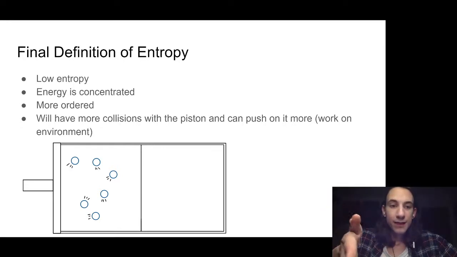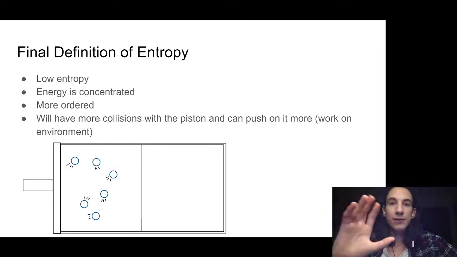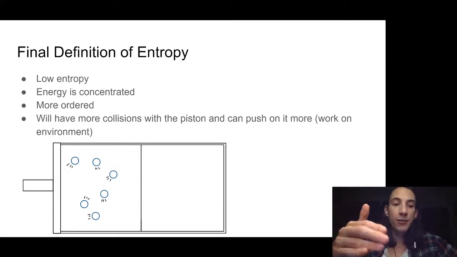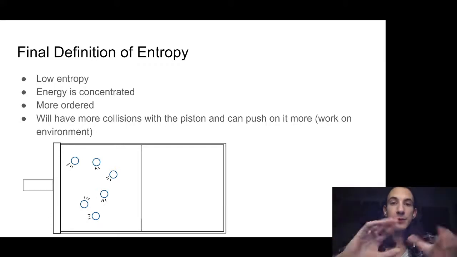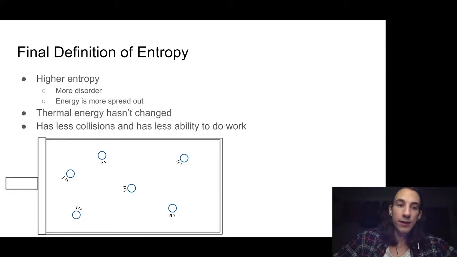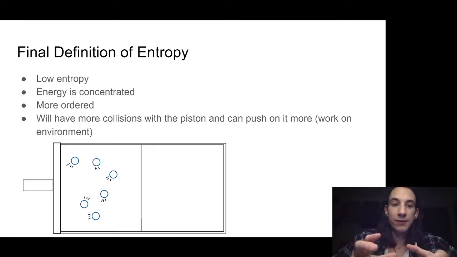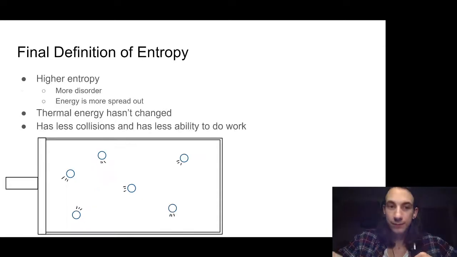So if we think about this case, if we were thinking about these particles doing work on the environment, here they have this piston. In this case, these particles would collide more with the piston. There's going to be more collisions than if we had the divider taken away, because there's just less space, more collisions, so they can do more work on the environment.